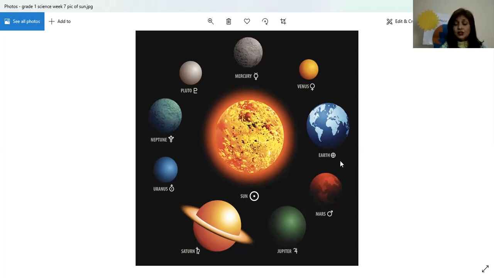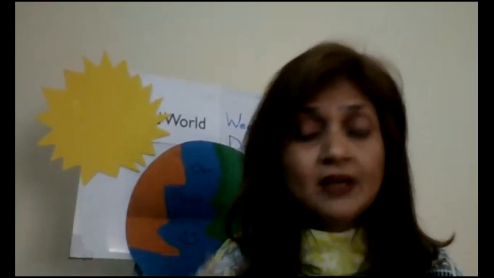So you can see, children, the planets which are nearer to the sun will be more hot, whereas the planets which are further away from the sun will be cold. Because if we are nearer to the sun, obviously we will get more heat and more sunlight. But if we are further away from the sun, we will not get that much heat and sunlight. So the planets which are nearer to the sun will be hotter than the planets which are further away from the sun, right?